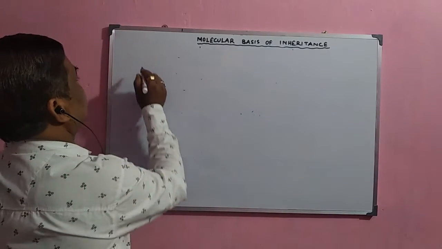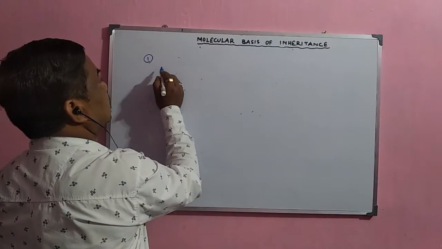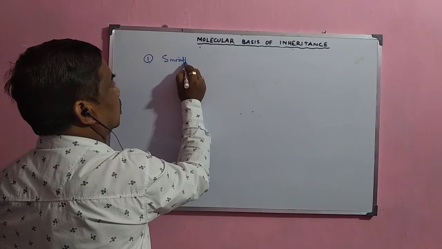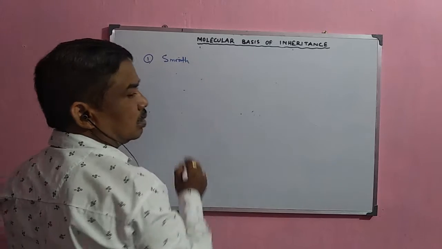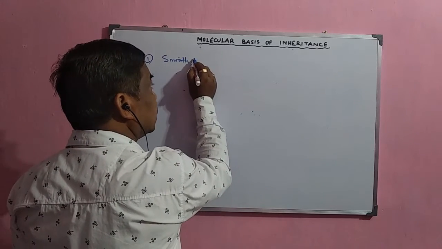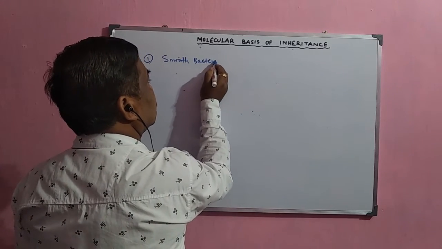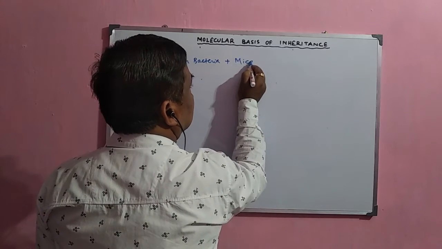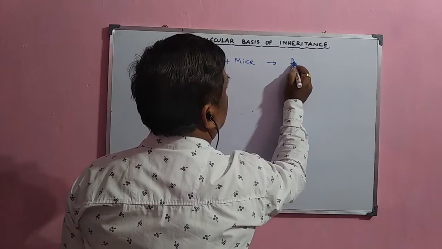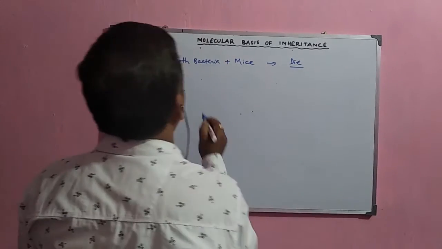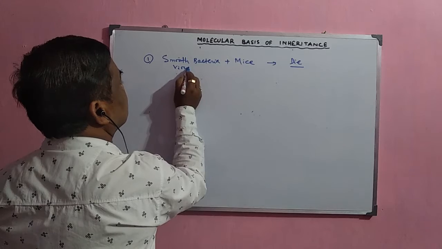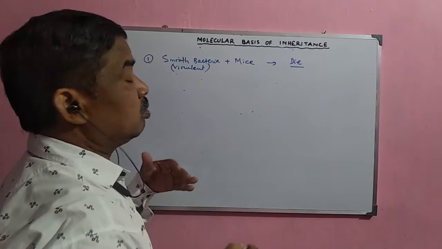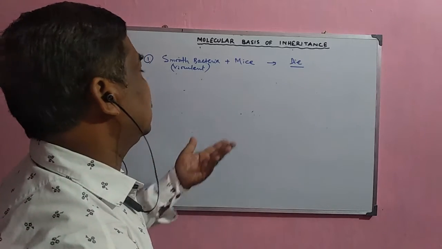Now, on his first experiment, he took the smooth variety of bacteria. When this smooth variety is inoculated into the mice, the mice normally die, because the smooth bacteria is a virulent type and it causes pneumonia, and the mice die.